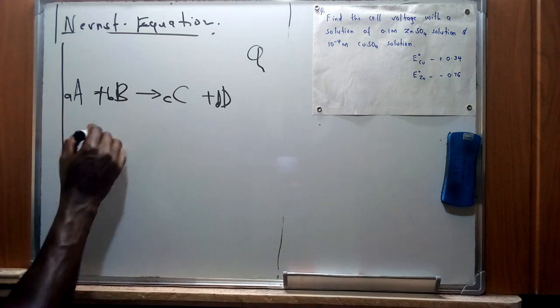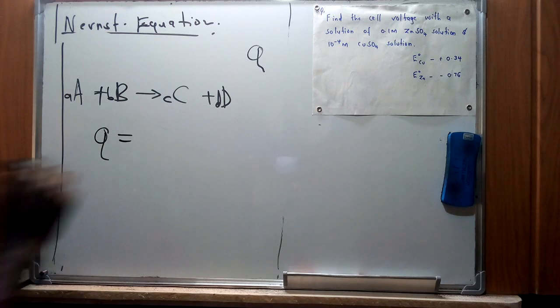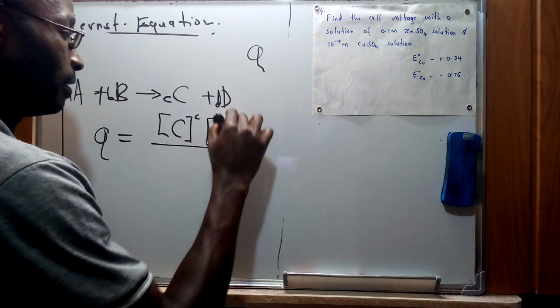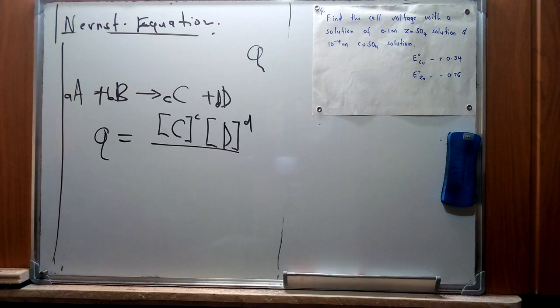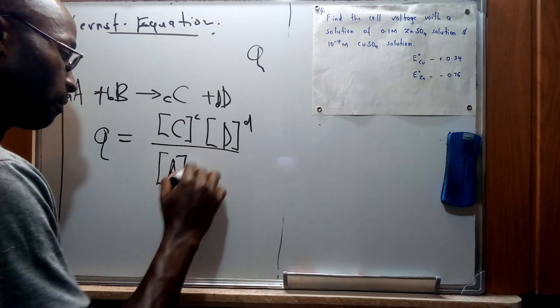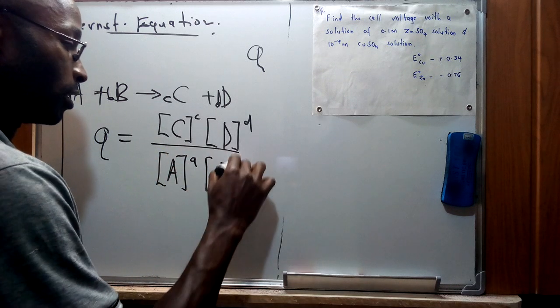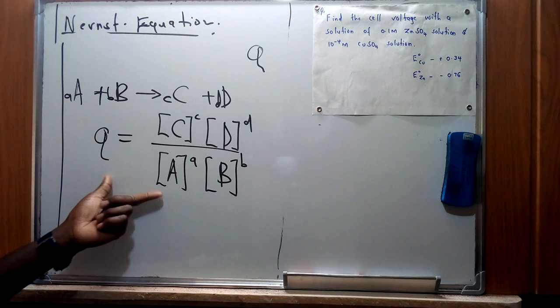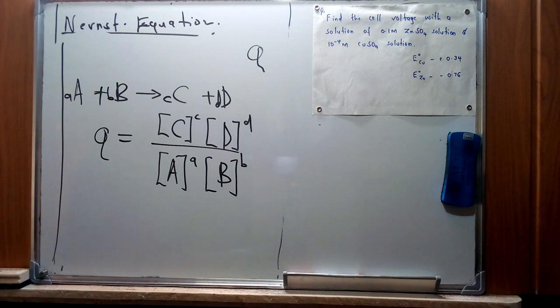So if we give Q using this general representation of an equation, we can write it as the ratio between the concentration of the products, C and D, and the concentration of the reactants, illustrated as such. If we have a redox reaction, we can illustrate the concentrations in the same way. So in the Nernst equation, whenever we talk about the log of Q, Q represents the ratio between the concentration of the products and the reactants.